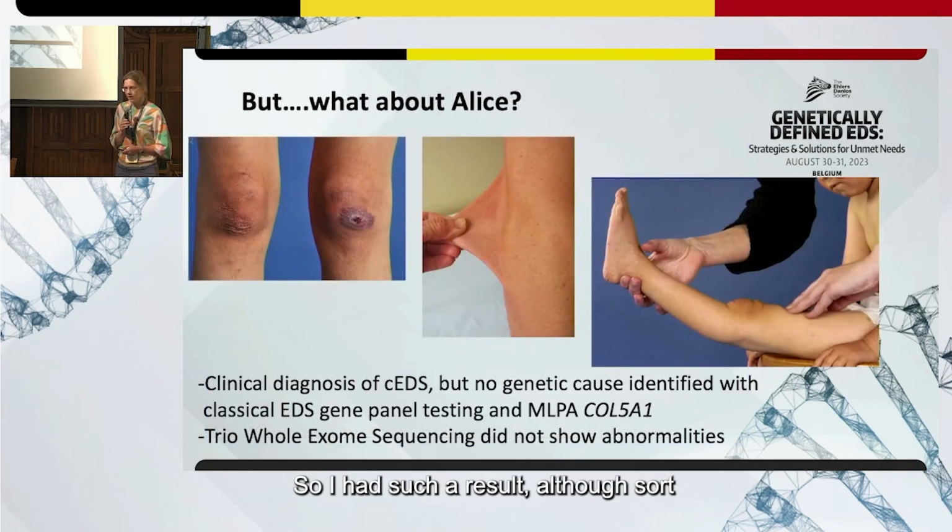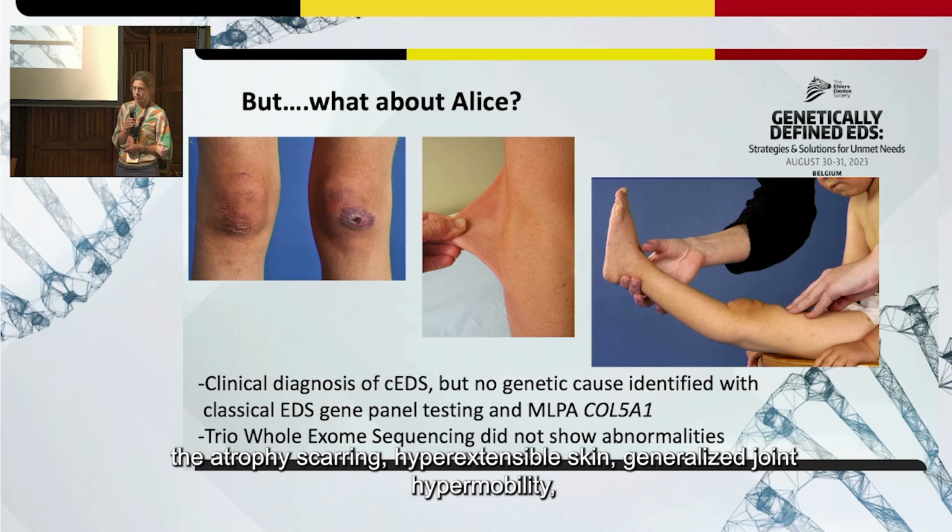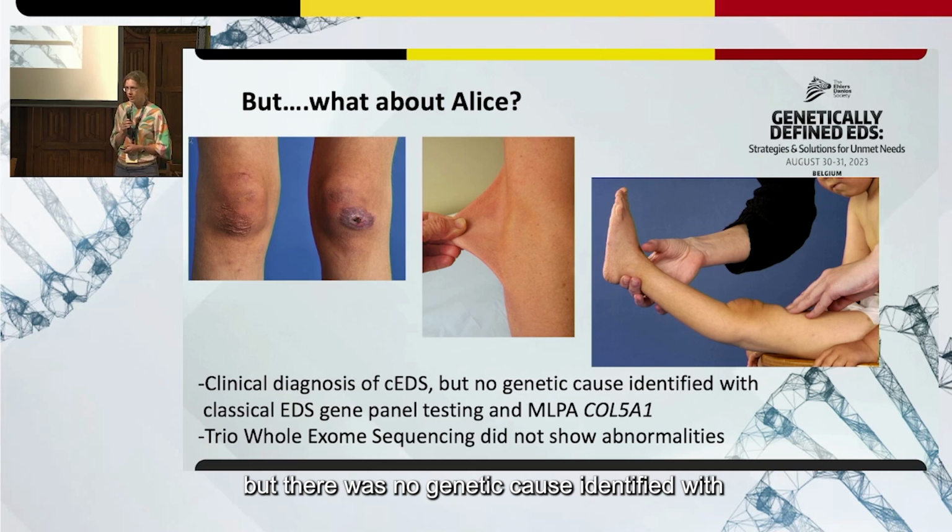So I had such a result, although the genetic testing that was done was earlier on, before this very new panel. And this concerned Alice, who, in our opinion, definitely had a diagnosis of classical EDS with atrophic scarring, hyperextensible skin, generalized joint hypermobility. But there was no genetic cause identified with the classical EDS gene panel then. That would only have covered the COL5A1, COL5A2, and COL1A1 genes, and there was only MLPA of the COL5A1 gene. So what we did, because it was available to us then, was trio whole exome sequencing, which did not show abnormalities either.